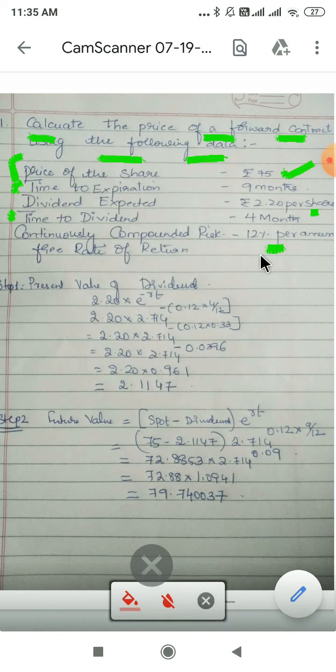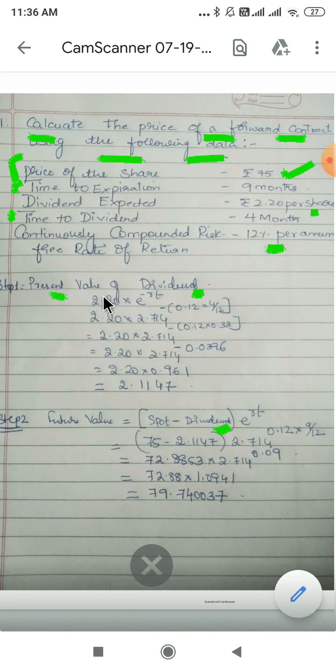As I very clearly told you, the forward price is equal to spot price into e to the power of rt. In case a dividend is given, you will have to take the spot minus the dividend, and e to the power of rt. So we have to first calculate the dividend part in this particular problem. The present value of the dividend has to be calculated. How do we calculate the present value of the dividend?